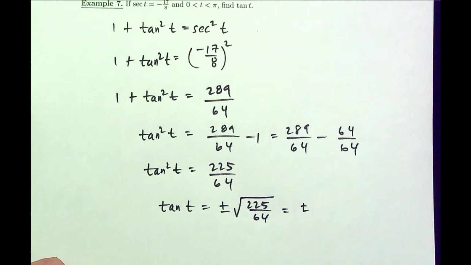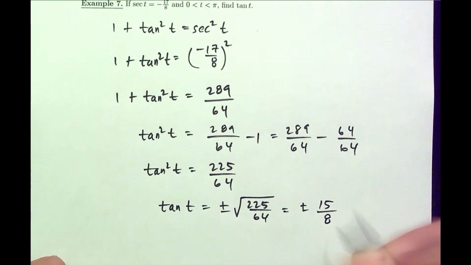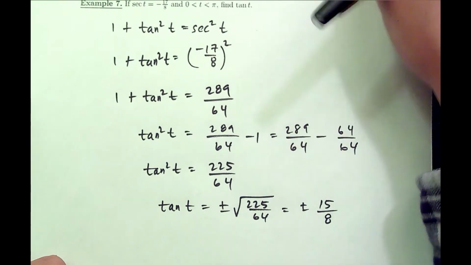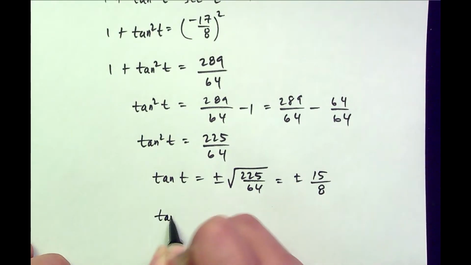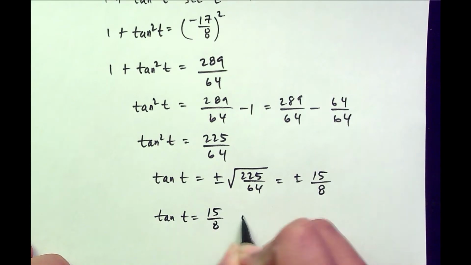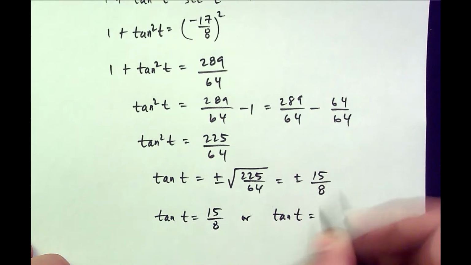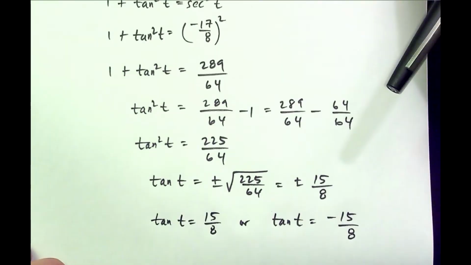the square root of 225, I think is 16. Let me double check that. Square root of 25. Okay, yeah, it's 15. And then the square root of 64 is 8. All right, so this is what we get. That means there are two possibilities. Either tangent is 15 over 8, or tangent is negative 15 over 8. We have to decide which one it is.